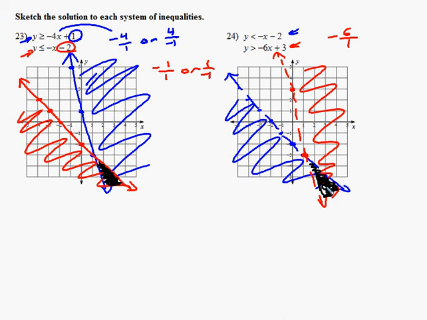where the intersection is. So that's graphing inequalities. You want to graph both inequalities, and your solution is where they overlap.